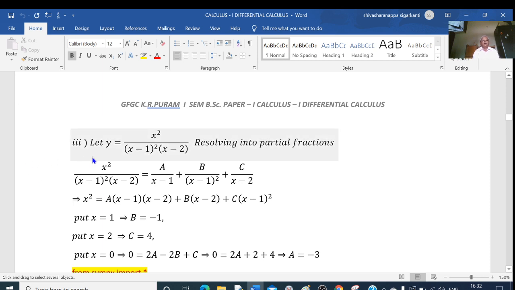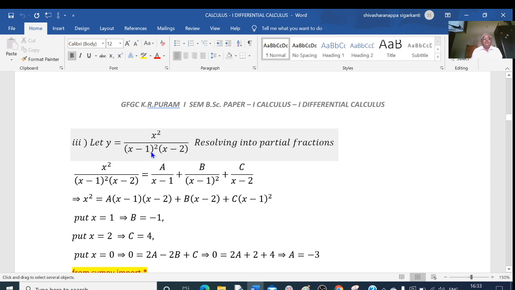Okay, this is the third example. y equal to x square divided by x minus 1 whole square into x minus 2. Find the nth derivative. First, I will resolve this into partial fractions. Here, this is a proper fraction because the degree of numerator is 2 and the degree of denominator is 3. Here 2 and here 3. Okay, this is a proper fraction. We can resolve this into partial fractions.